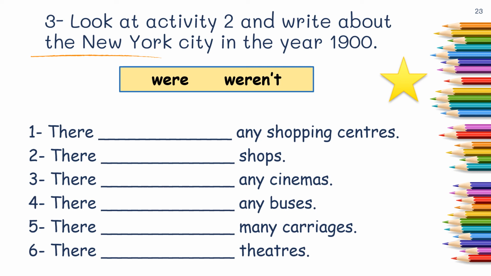Number 1. There dash any shopping centers. There were or there weren't any shopping centers? Yes, there weren't. Number 2. There dash shops. There were shops. There dash cinemas. Yes, there weren't any cinemas. There dash any buses. There weren't any buses. The next one is there were many carriages. Bravo. And the last one, there were theaters.